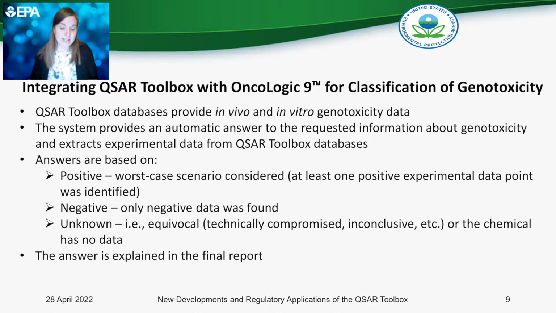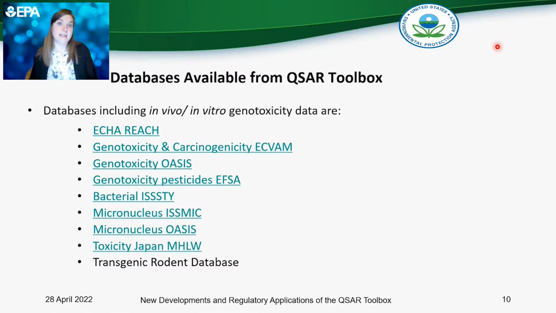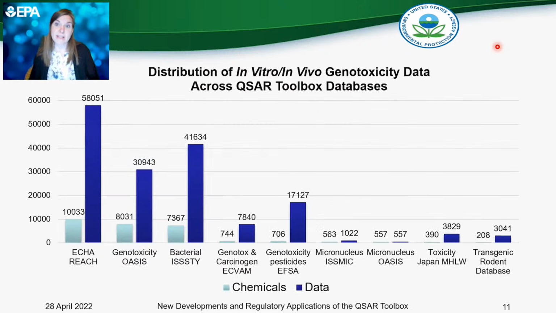Here are the databases that are available from QSAR Toolbox, and I have provided links to the relevant databases for search purposes. And this slide just shows the distribution of data across the databases that QSAR Toolbox uses to extract the data. You can see that ECHA Reach has data for over 10,000 chemicals, and Genotoxicity Oasis also has data for almost 8,000.